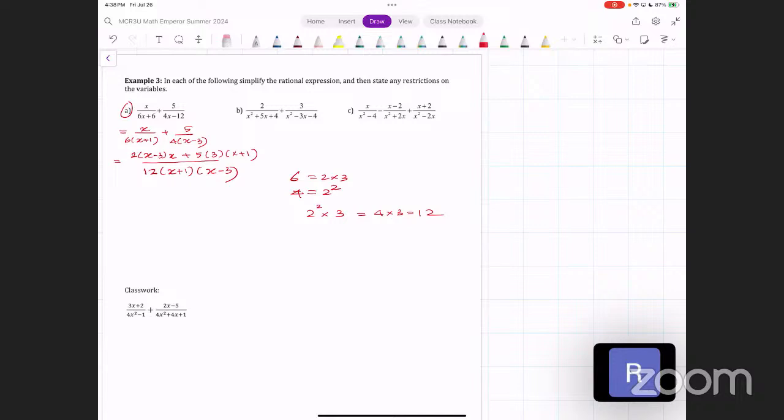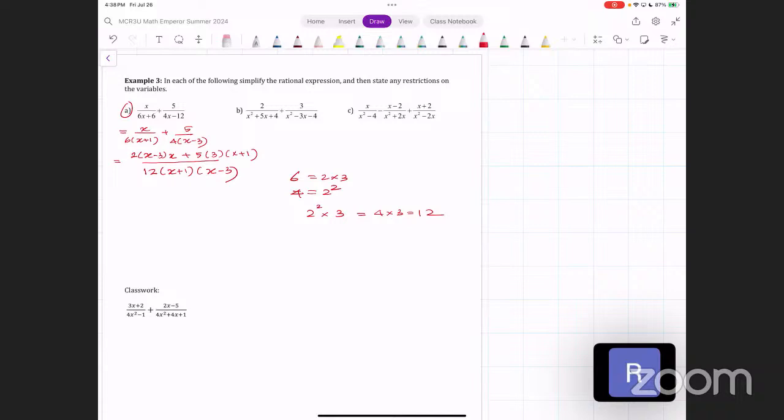So the least common multiple is 12. But I already have 6 here, isn't it? So how do I get to 12? I need to multiply by 2. So I multiply that term by 2. But I already have an x plus 1, but I don't have an x minus 3. But x minus 3 is also in the least common multiple. So I need to multiply by x minus 3, isn't it?